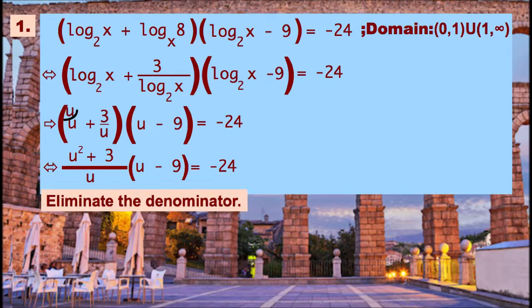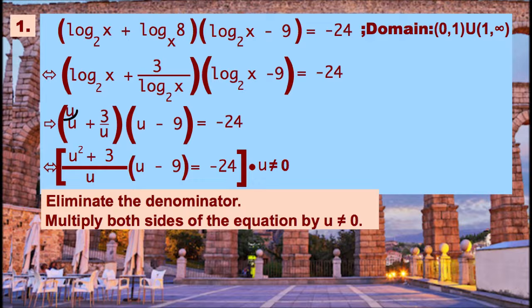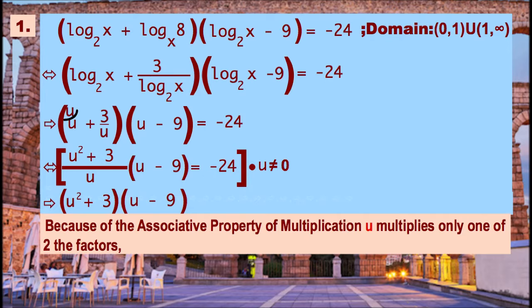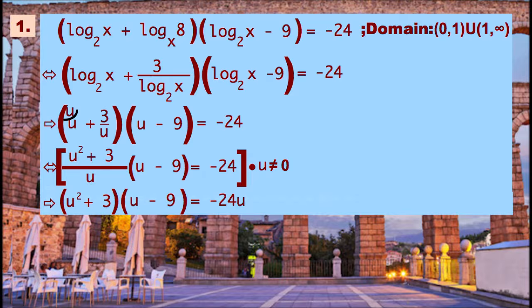Now let's eliminate the denominator. Multiply both sides of the equation by u, which does not equal 0. In doing so, we obtain the quantity u squared plus 3 times the quantity u minus 9. And because of the associative property of multiplication, u multiplies only one of the two factors, namely the first, which equals negative 24u.